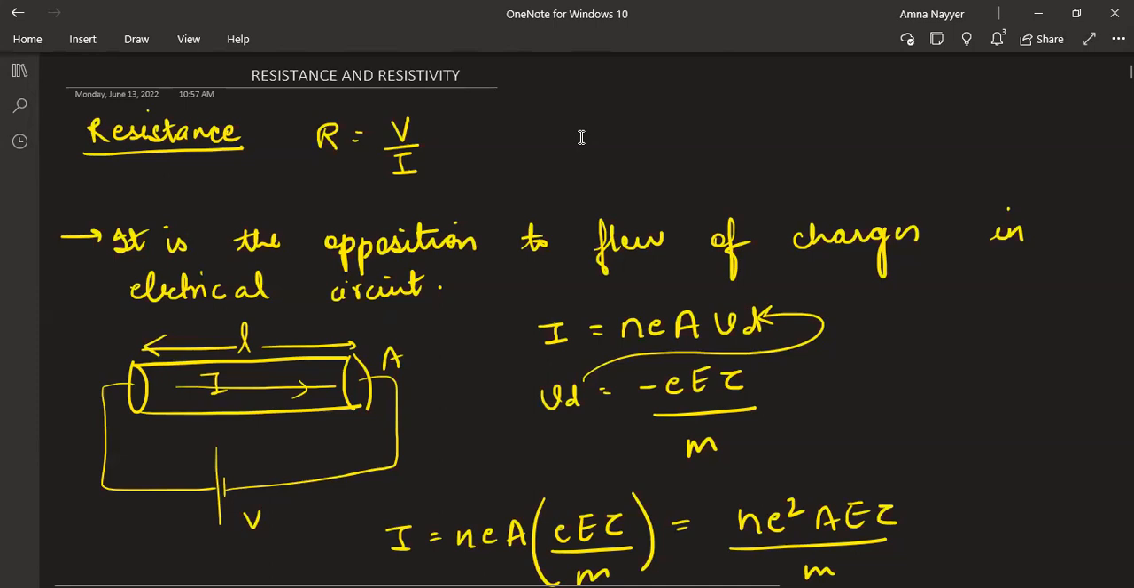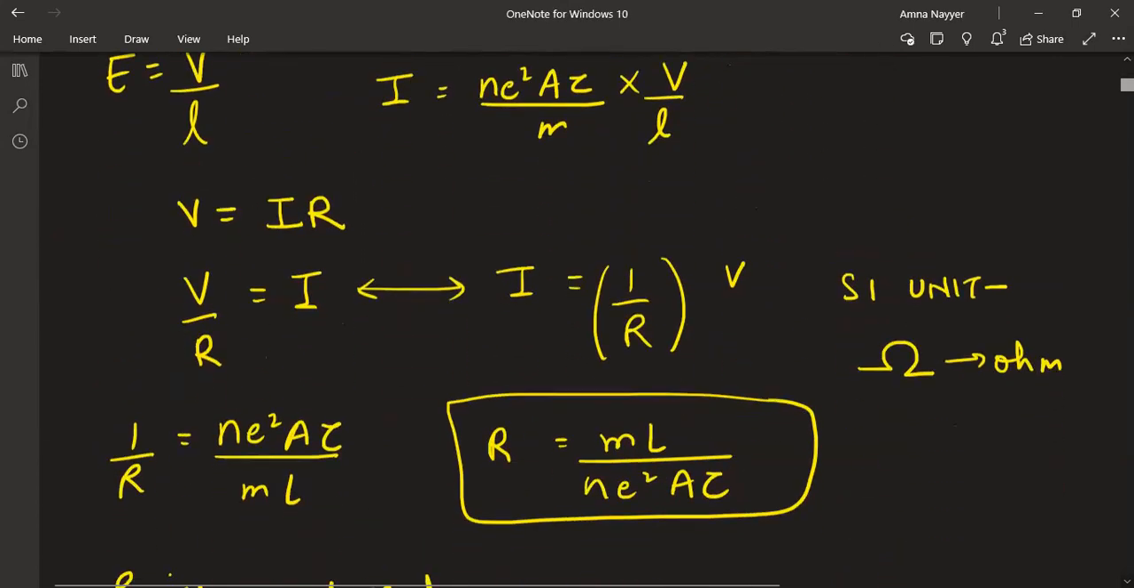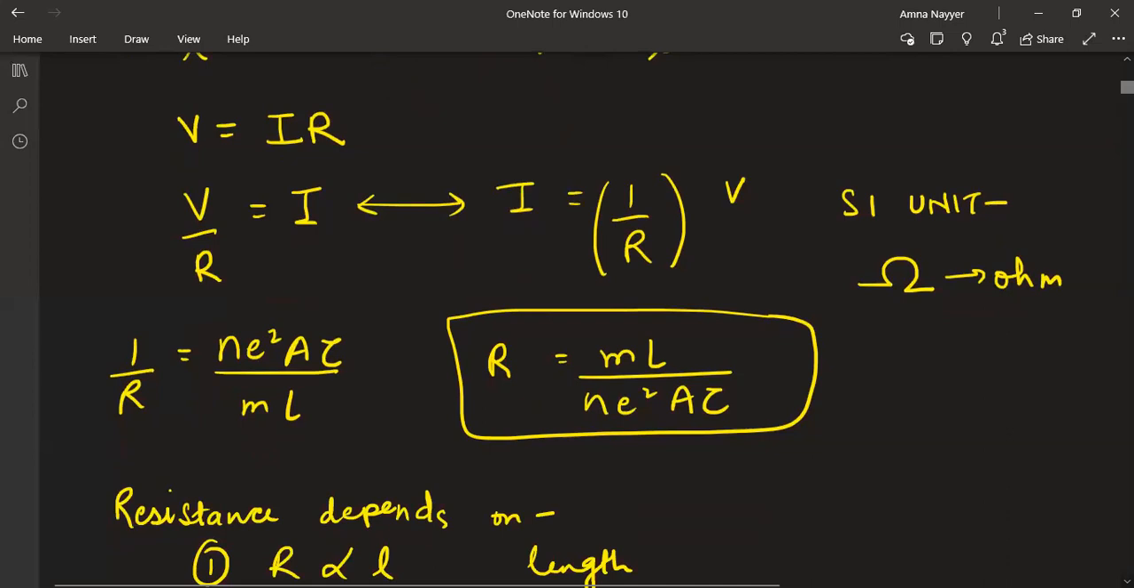Now resistance, as we have discussed one formula, this another formula will not come in your numericals, but the derivation will be asked. This is mL divided by ne square A tau. So do this derivation thoroughly. You all have the links of the notes, so open it in your browsers and revise it.